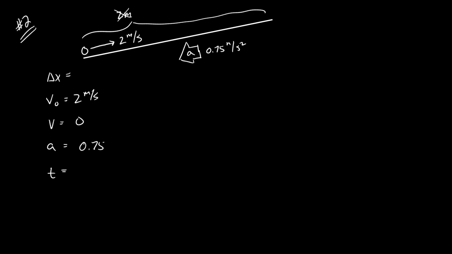Acceleration is 0.75 meters per second squared. I'm going to make up the ramp the positive direction. So I'm going to assign positive to that value and negative to that value. And I'm looking for displacement. So we're going to see if this is 2 meters or more. Well, that would be 0 squared minus 2 squared equals 2 times negative 0.75 delta x.